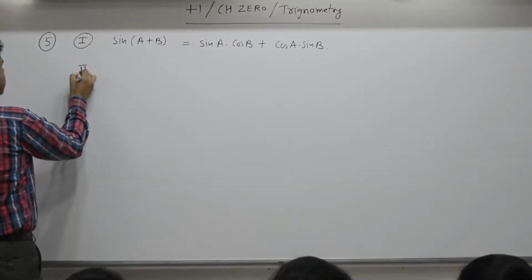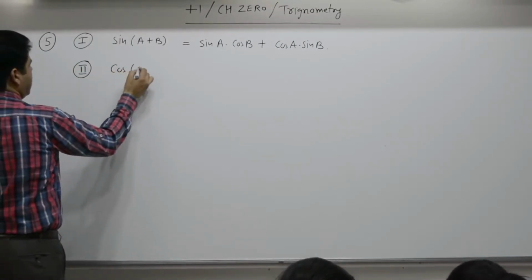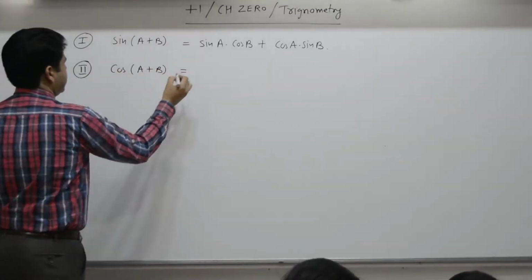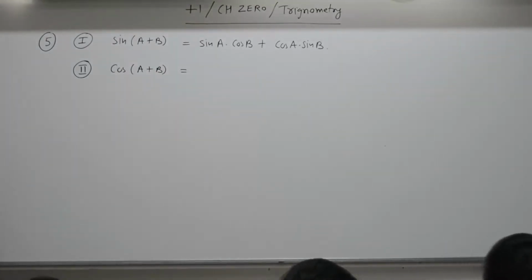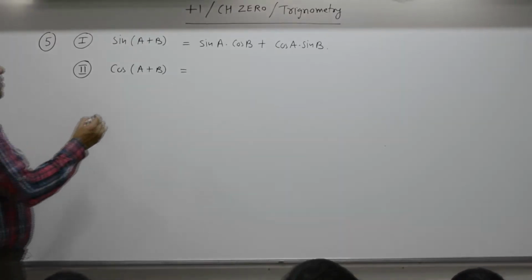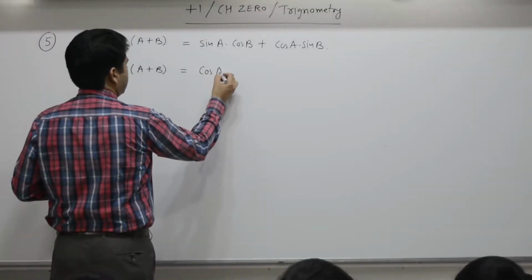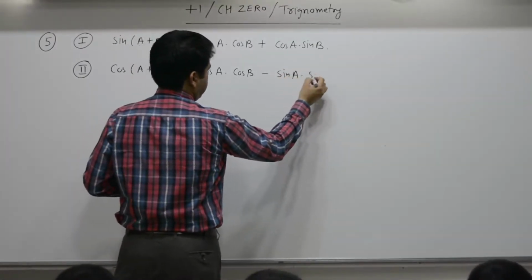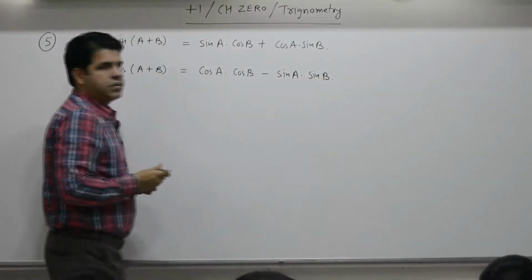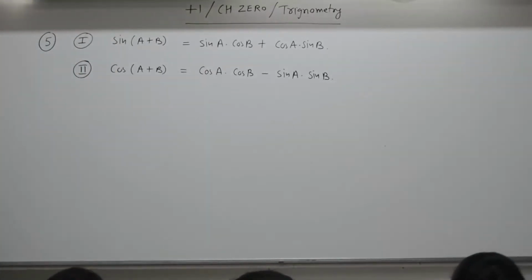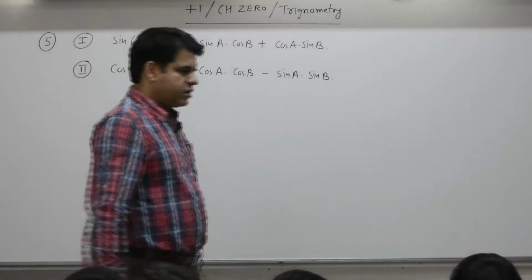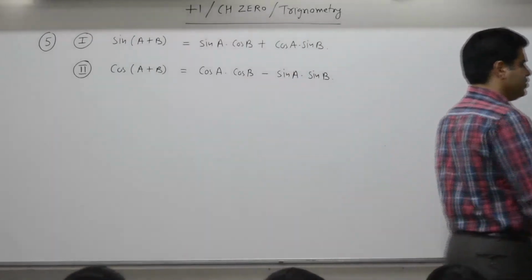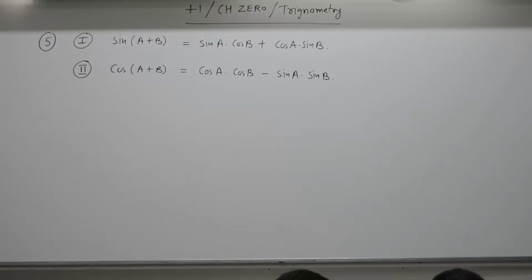Second formula is cos A plus B. Formula is cos A cos B minus sin A sin B. Why should I confirm it? Let A be equal to 60 and B be equal to 30. Try.